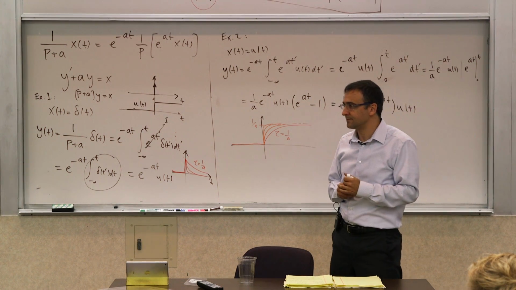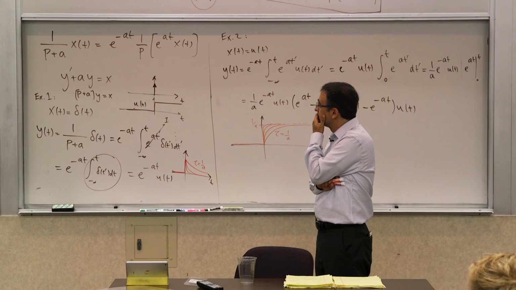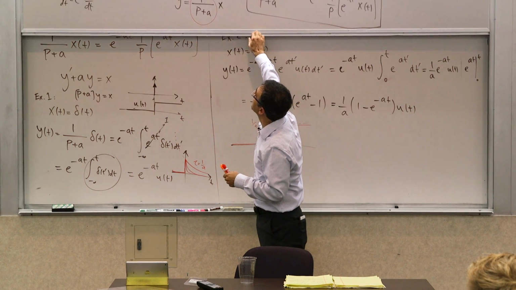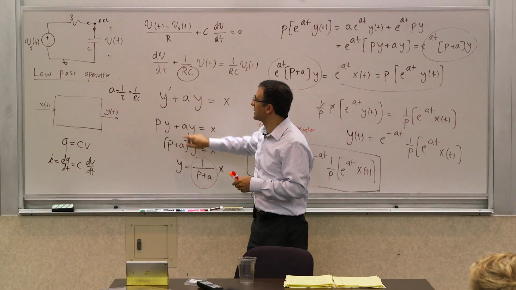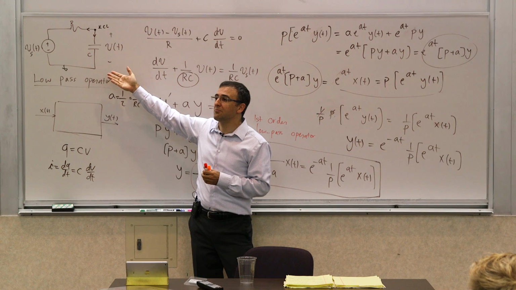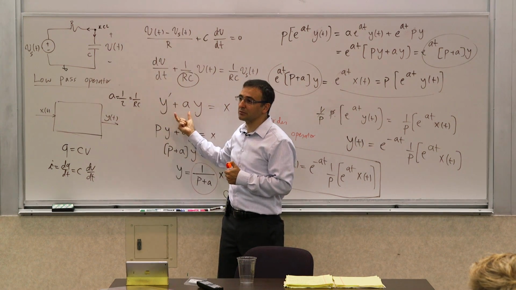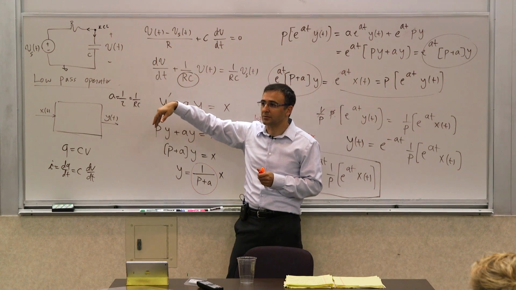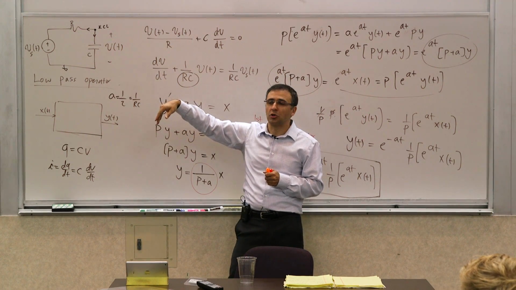Yes? So is A just determined by what would be in the differential equation? Yeah, it's coming from the differential equation, right? Here, for example, A is 1 over RC. But if it's an electrical circuit, there are many different things that produce this differential equation, right? You can have an inductor. We'll do an example with an inductor a little bit later.